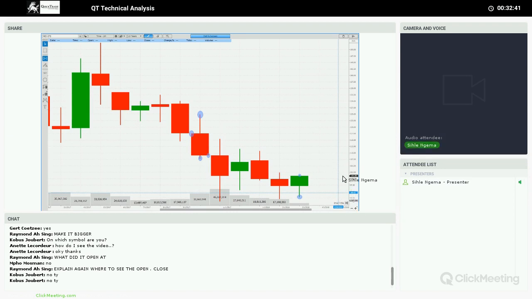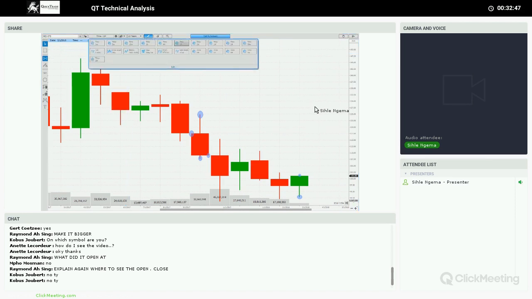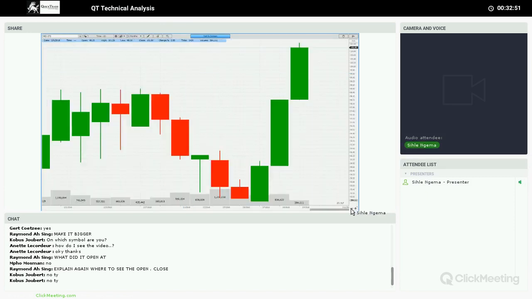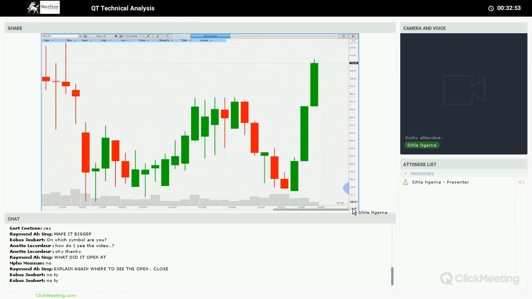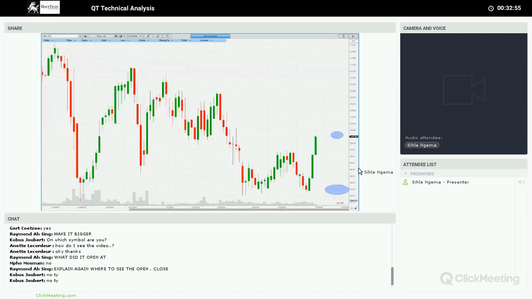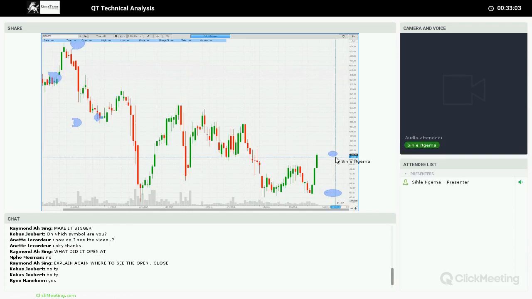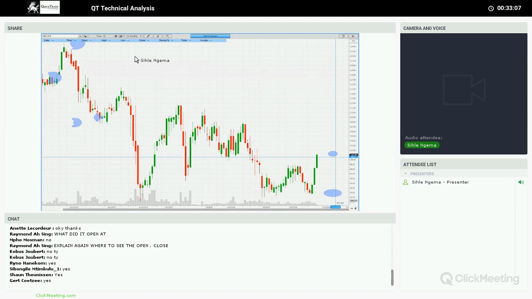Now, I'm changing this chart of MediClinic. I'm going to go to the 1-day chart right now, where there is more data than on the 1-month chart. I would like to zoom out. Can everyone see this chart so far? I want to identify the different areas of support and resistance that we find on MediClinic.